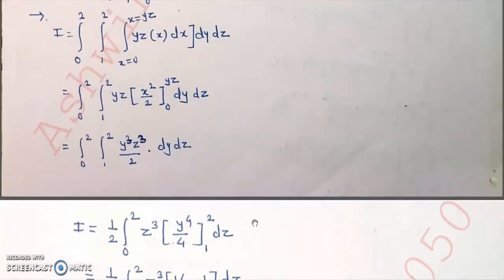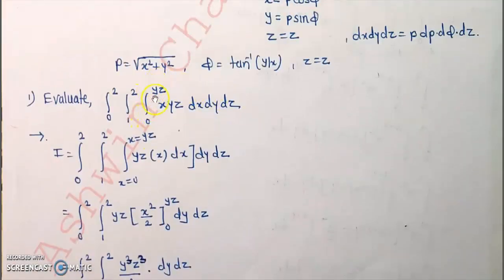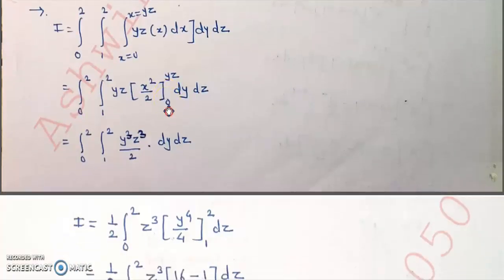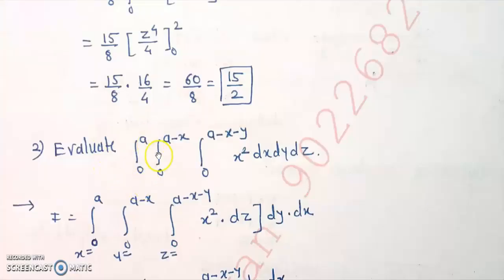So with this example, what we learn is that if integral limits are the functions of two variables, then they are the limits of the third variable, and so on. Okay, we'll have one more example. Evaluate integral from 0 to a, then 0 to a minus x, then 0 to a minus x minus y, x square dx dy dz.